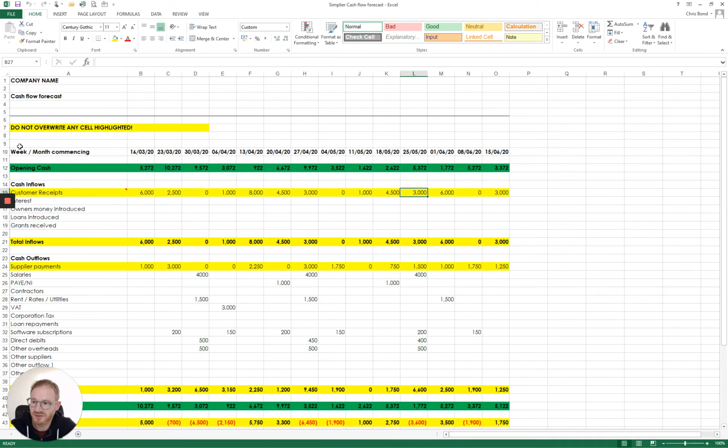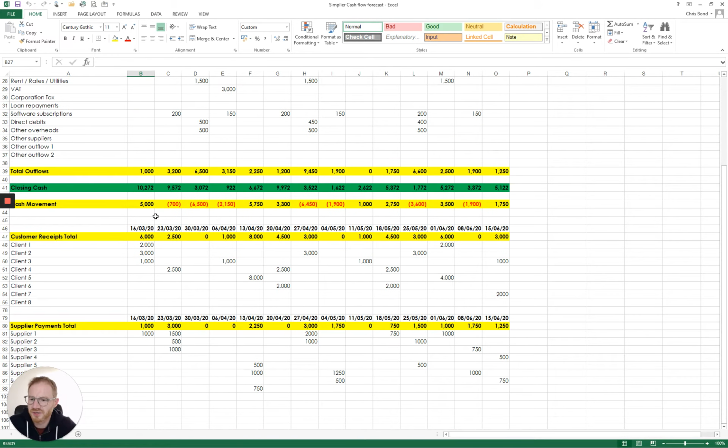With this one, you can do either weekly or monthly, depending on how detailed you want to be. This one I've got set up as weekly, just because of the times we're in, we're only looking that far ahead. So it starts off with opening cash, which is from your bank statement, then a total of your customer receipts. Now this is picking the figure up from down here.